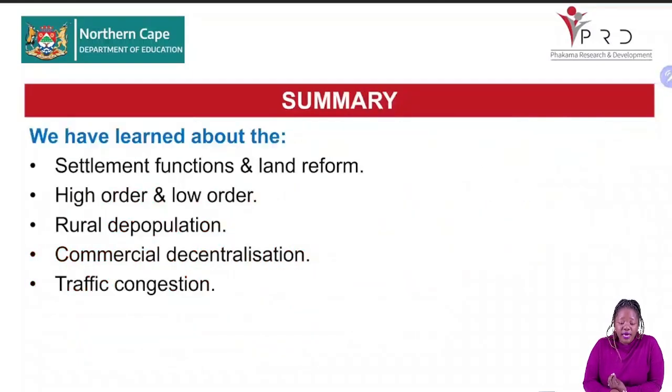Then we're looking at summarizing what we have learned today. We have learned about the settlement functions as well as land reform. We have talked about the high order as well as the low order services. And we have talked about rural depopulation, and we have learned about commercial decentralization, and then lastly, we have looked into traffic congestion.